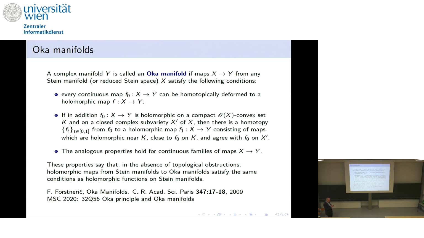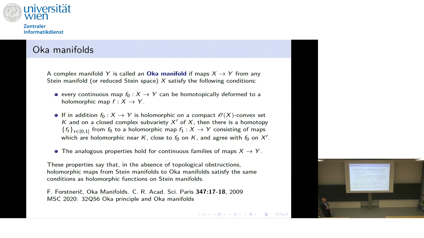And this requirement makes the situation non-trivial because then you see that, in fact, this will very rarely be true. For most manifolds, it won't be true. And then we call this last condition, which I didn't spell out precisely, the parametric Oka property. It comes up in applications. It's very important for applications to have parameters.